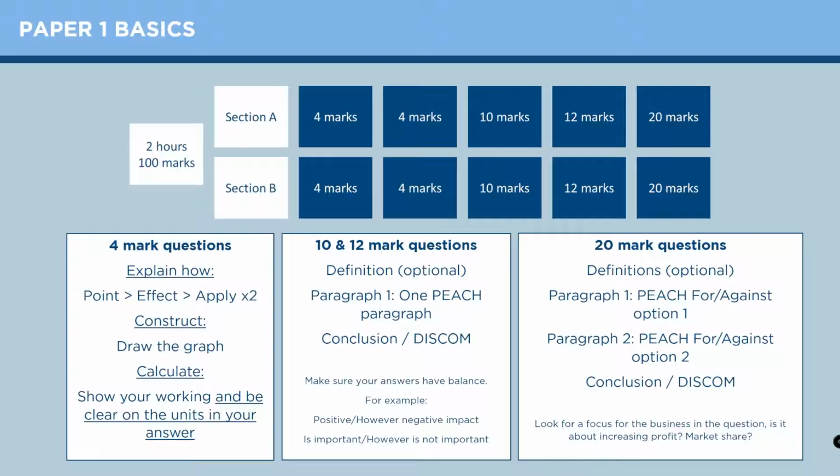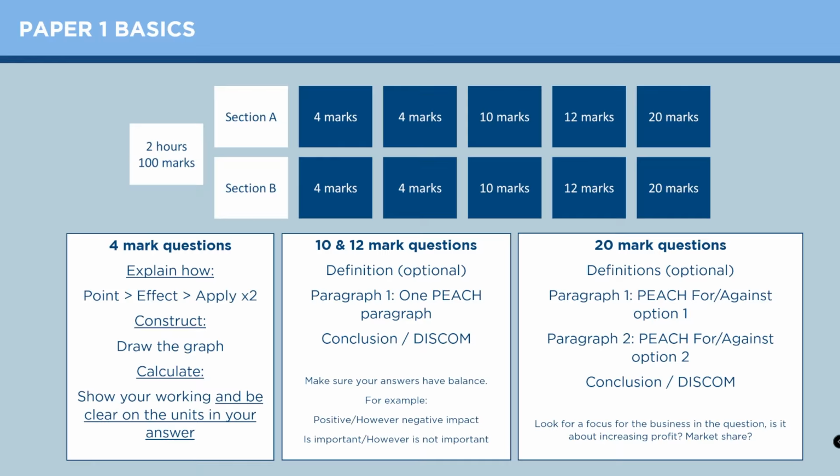So those are straightforward questions in terms of structure. They make it a little bit more complicated by adding a kind of focus or a hook to the question. So it might say that the business is trying to achieve profit. It might say the business is trying to achieve increased market share. Make sure your answer links to that.